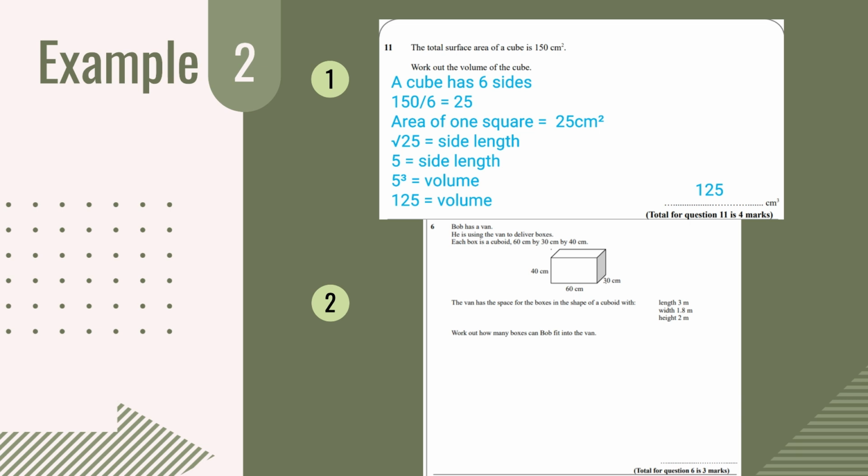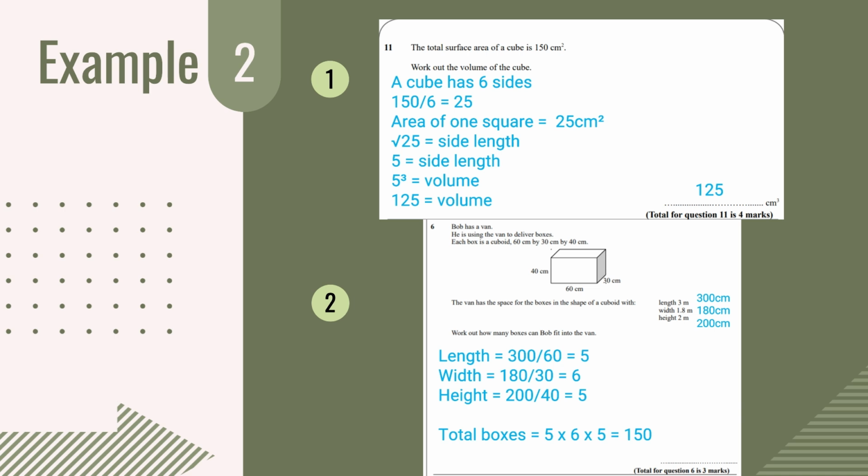So, we've got to work out, with the volumes given to us of a cuboid, how many of them volumes can fit in the volume given by the van, the 3 meters, the 1.8 meters, and 2 meters. So first, I would convert them all into centimeters, as we're dealing with smaller centimeters. So, a length would be 300 centimeters, width of 180 centimeters, and height of 200 centimeters.